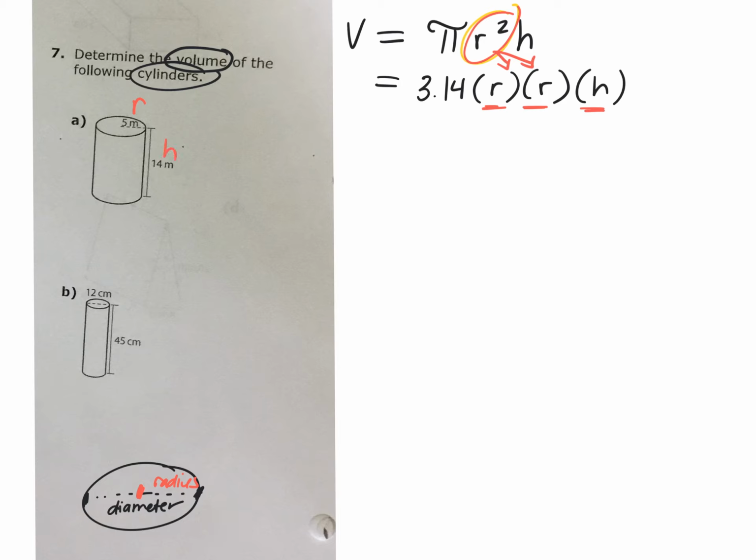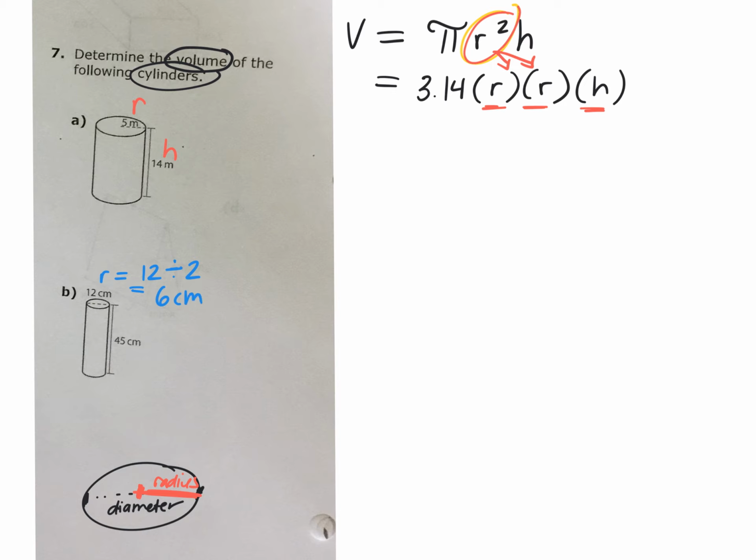Is the radius 12? For B, is the radius equal to 12? Yes. So remember, radius is only half. So the whole thing, the diameter is 12. Look at the diagram. What would the radius be? 12 divided by 2. To get the radius, you have to take the diameter and divide it by 2.